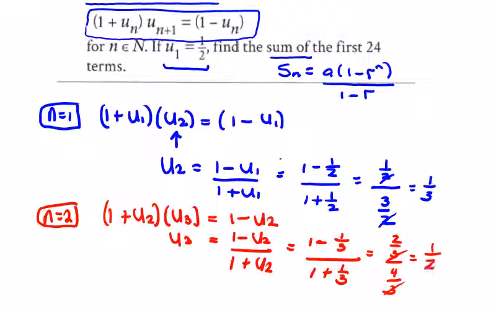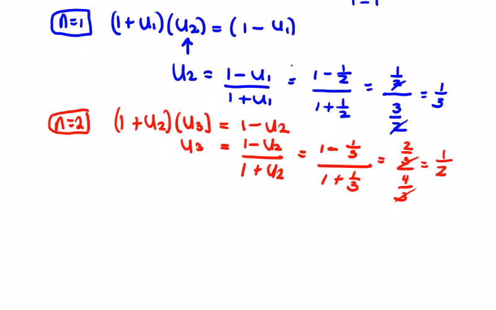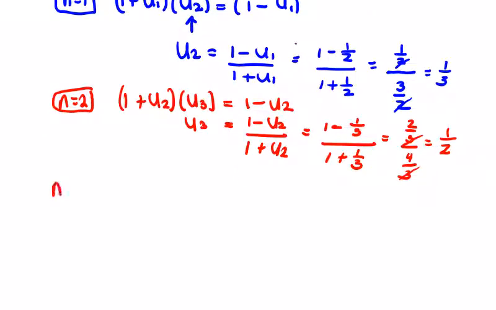Now it looks like the sequence is going to be a half, 1 over 3, 1 over 2. Does it go back to 1 over 3? Rather than assuming, I think you should always just double check. So we're kind of predicting this is going to be a third again, based on what we've seen so far.